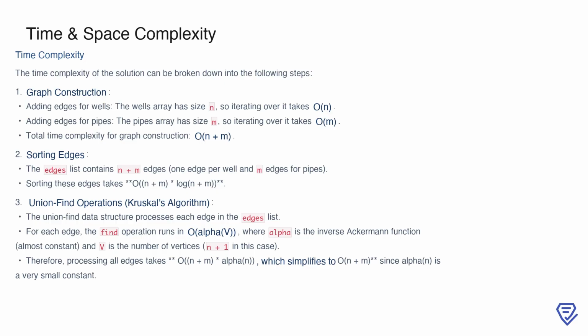For each edge, the find operation runs in O(alpha(v)), where alpha is the inverse Ackermann function, which is nearly constant. Since we process all n + m edges, the total time for this step simplifies to O(n + m). Combining these steps, the sorting phase dominates, leading to an overall time complexity of O((n + m) * log(n + m)).